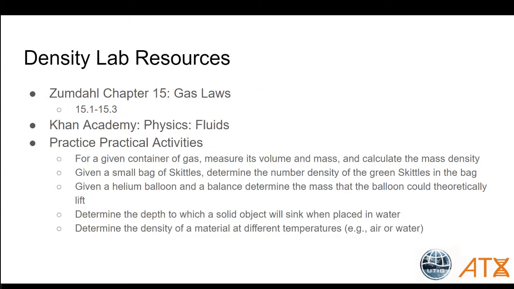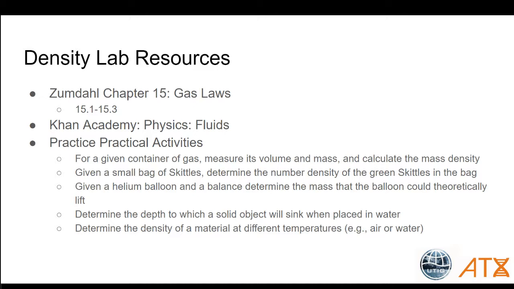Okay, so density lab. Again, we would recommend the chapter on Zumdahl that covers gas laws. Only the first part of the chapter, from 15.1 to 15.3, because this year's density lab rules only cover the basic gas laws, like Boyle's law, Gay-Lussac's law, and the ideal gas law.